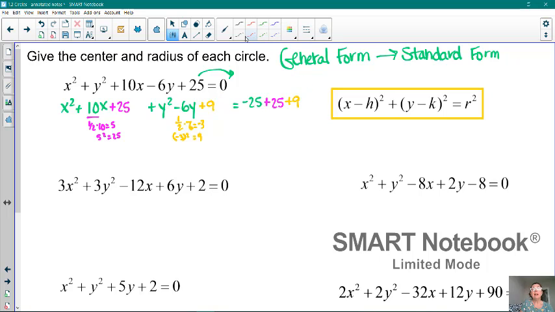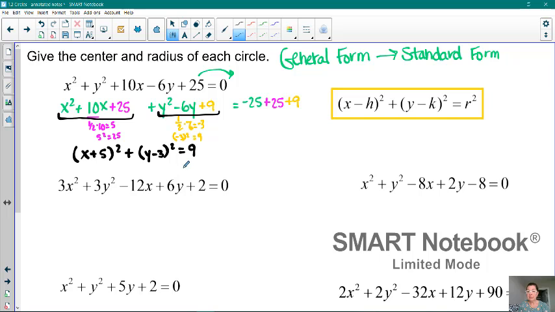All right. My next job is to factor this first grouping. That factors into x plus 5 quantity squared. I'll factor my y group. This factors into y minus 3 quantity squared. And negative 25 plus 25 plus 9 is 9.